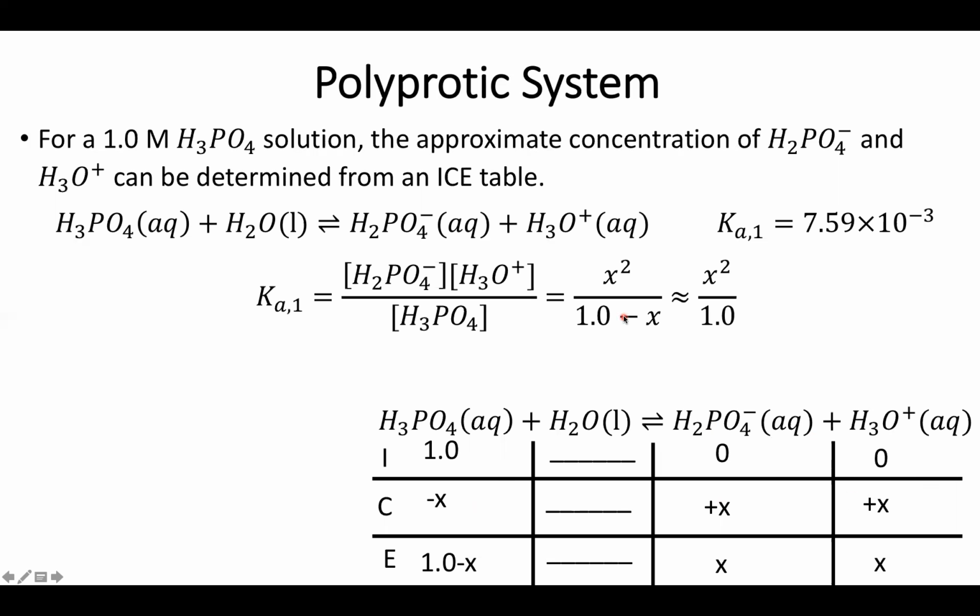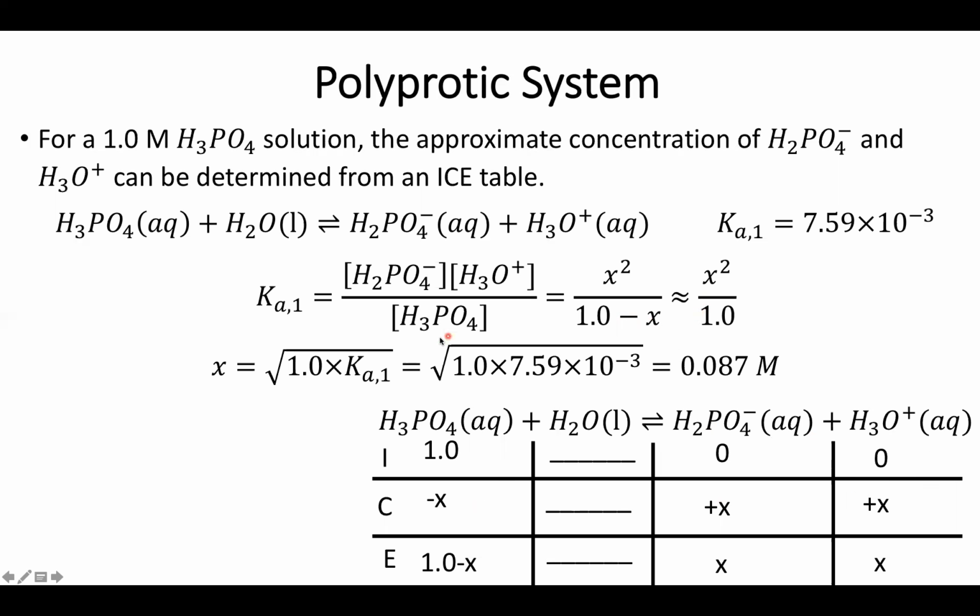We're going to go a little loosey-goosey and assume that this X is fairly small so that we can then approximate my equilibrium constant as X squared over 1. Then we can go ahead and solve for X, which is going to be the same thing as both the conjugate base and the proton concentration. So when we do this, we'll end up with an X value of 0.087. So it is worth noting that this actually would significantly impact the value of the phosphoric acid.